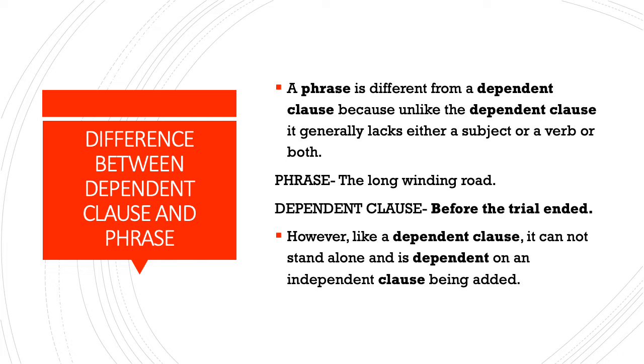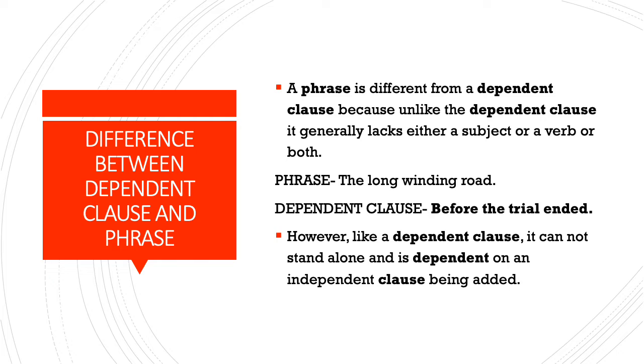What is a clause? A clause is a group of words which has a subject and a verb, and it is complete in its own way. An independent clause has a subject, it has a verb, and it performs the function of a sentence. It is a sentence in itself. What is a dependent clause? It has a subject, it has a verb, but the meaning of the dependent clause is not complete. Correct? And what is a phrase?